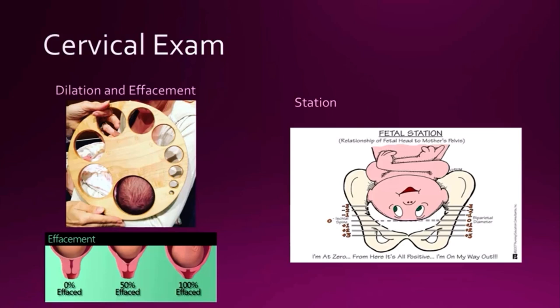So dilation, closed through 10. Effacement, 0% to 100%. 100% is thinned out, so like a piece of paper. And then the station is how far in the pelvis they are, and then we do our best to determine if they are in a vertex or head down presentation.